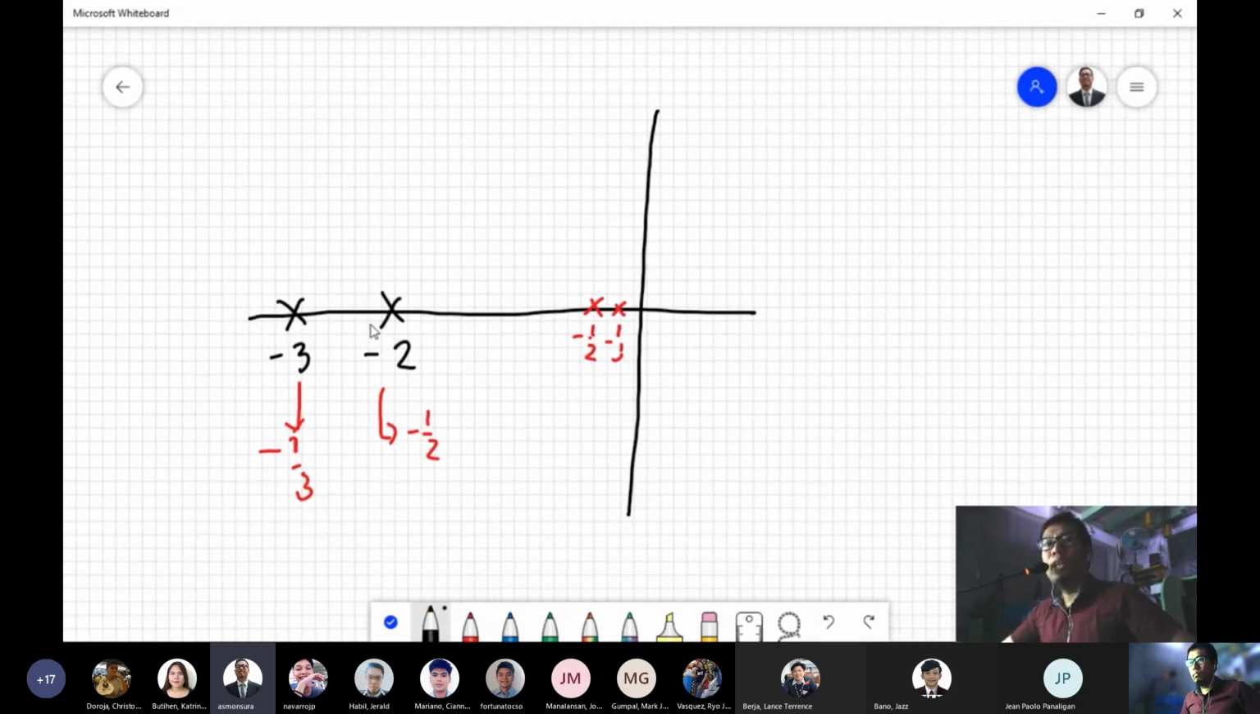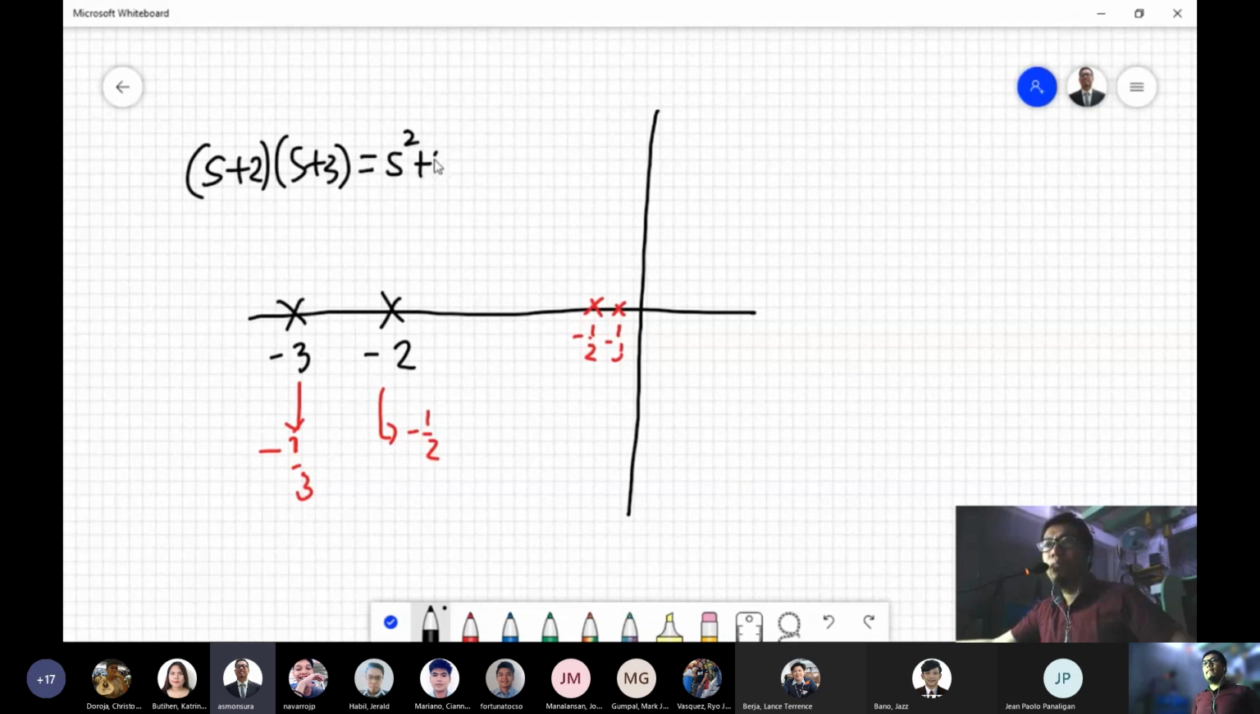Kung ang roots ng polynomial ninyo ay -3 tsaka -2, yung polynomial that would result to those roots are s plus 2 at saka s plus 3. Verify natin na itong s plus 2 at s plus 3 would give rise to the roots negative 3 at saka negative 2. Pag minultiply natin to, this becomes s square plus 5s plus 6.